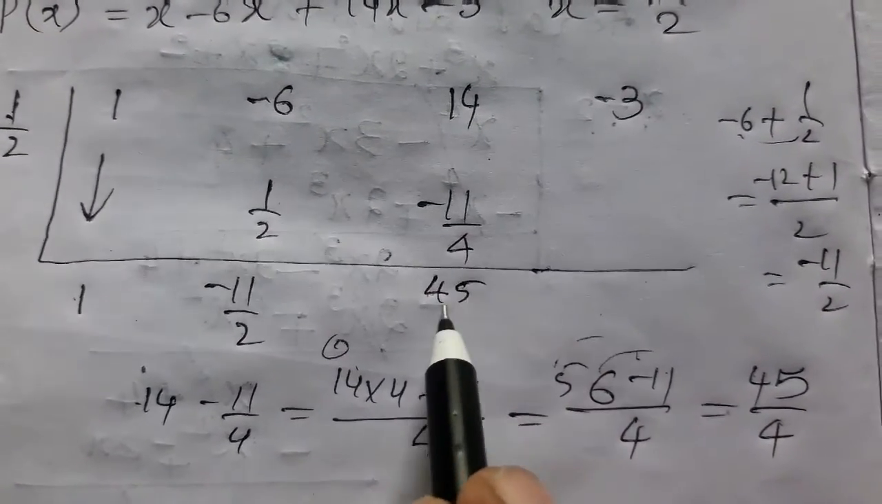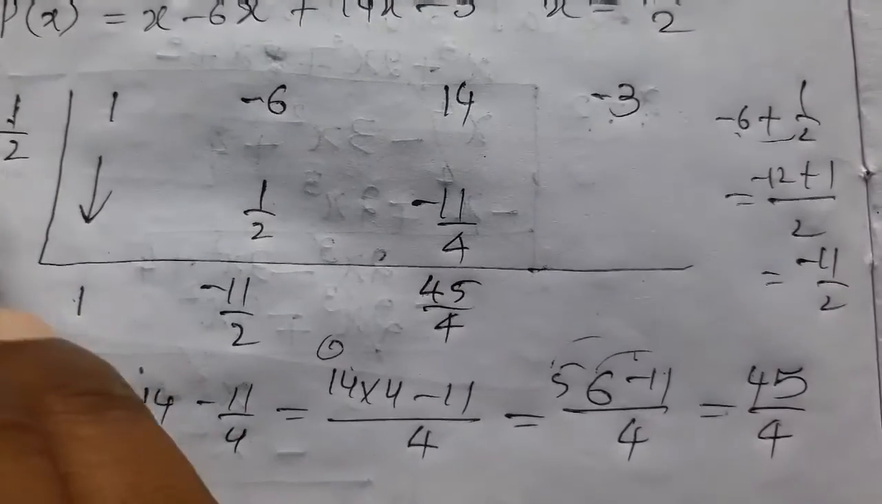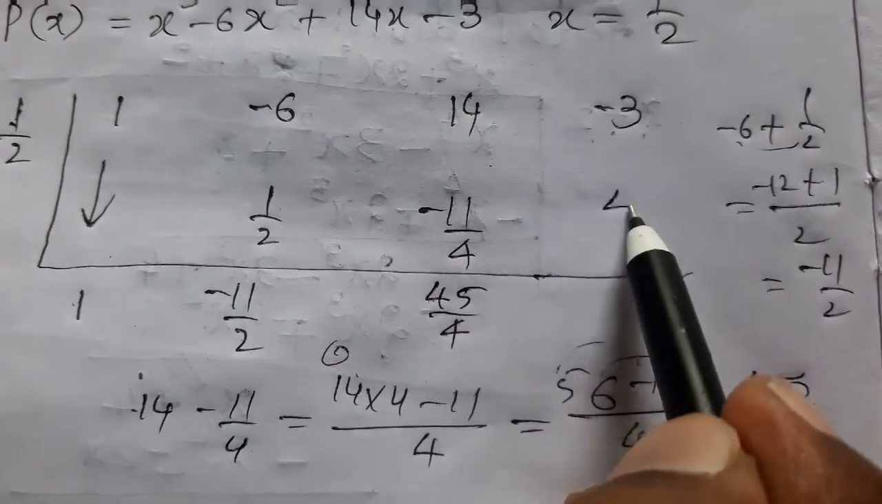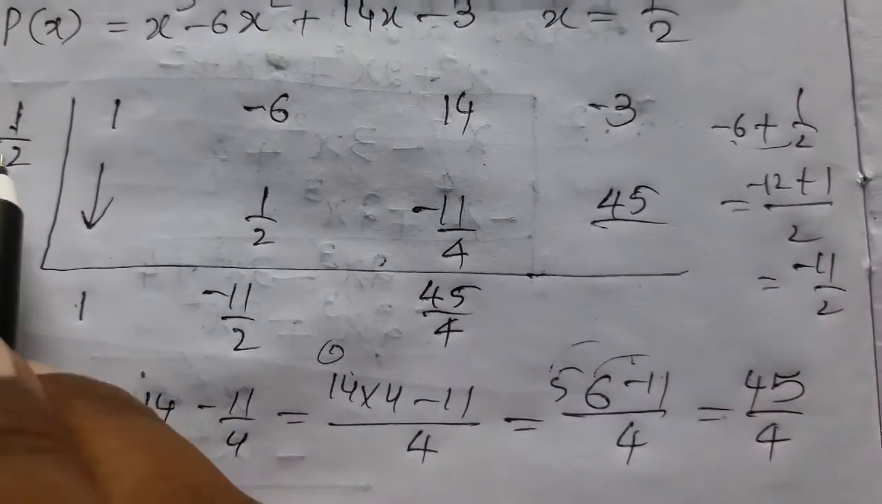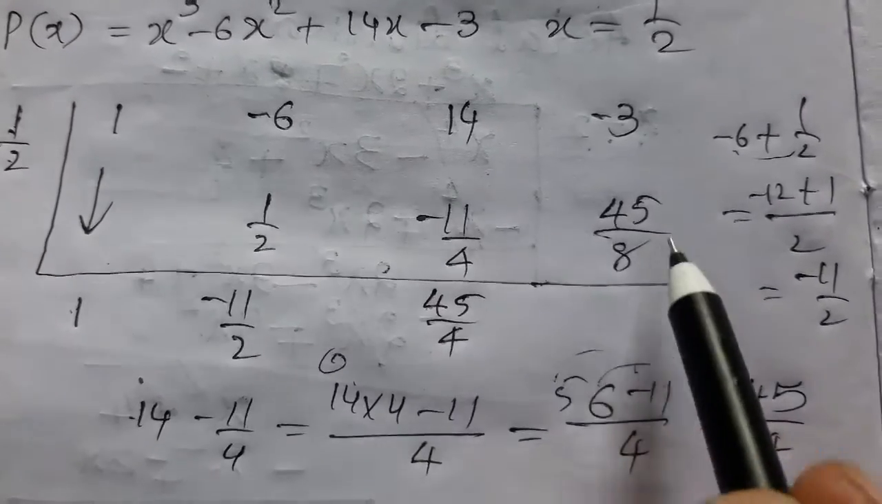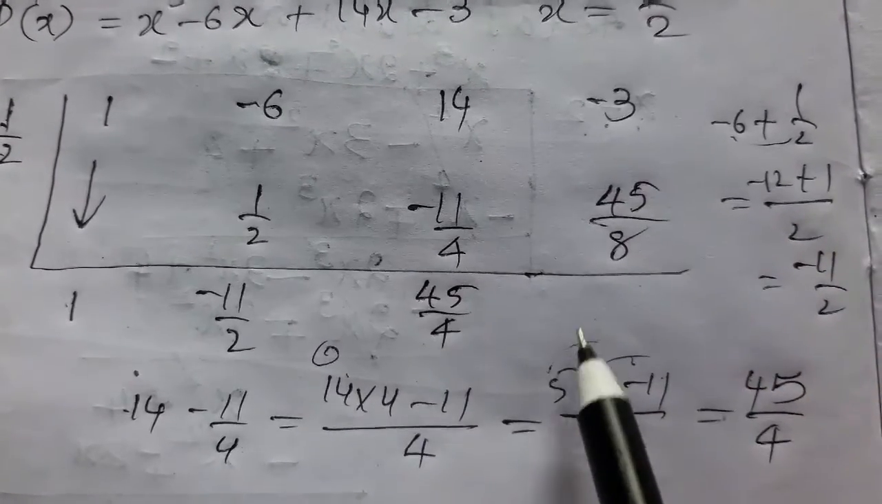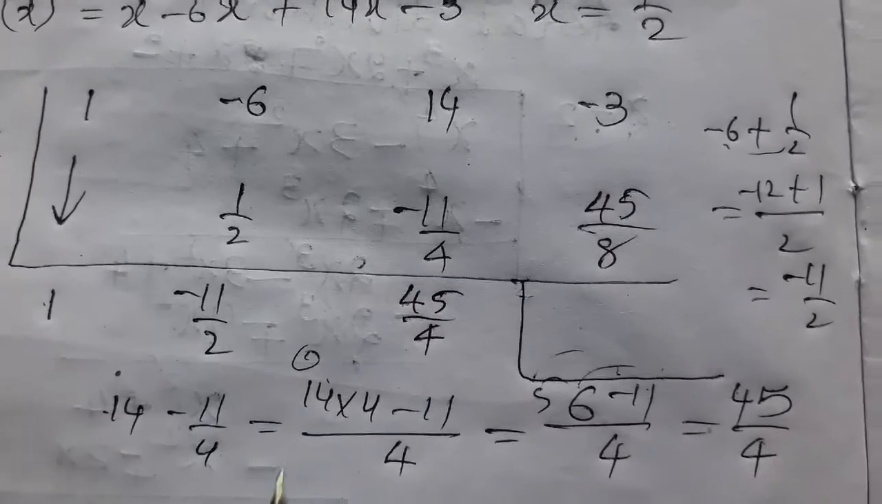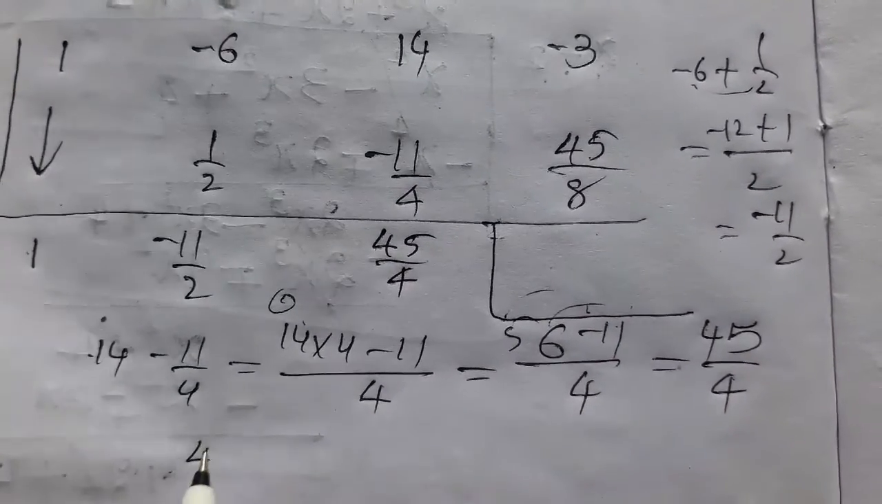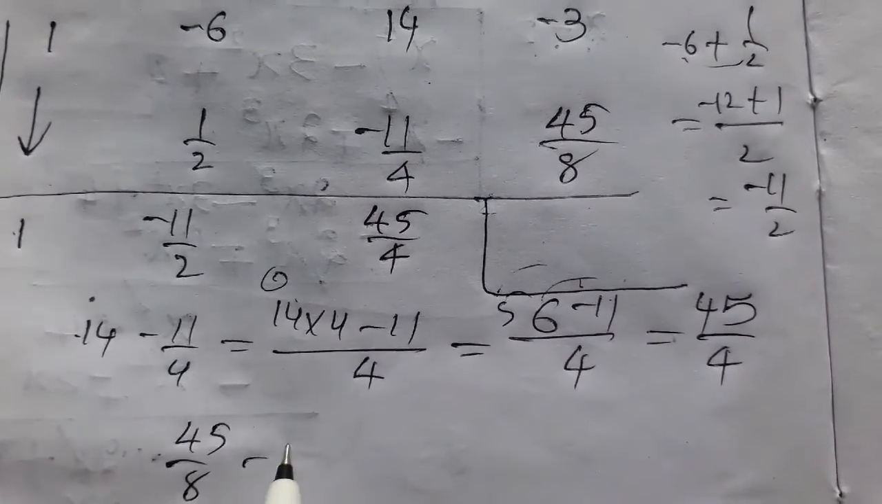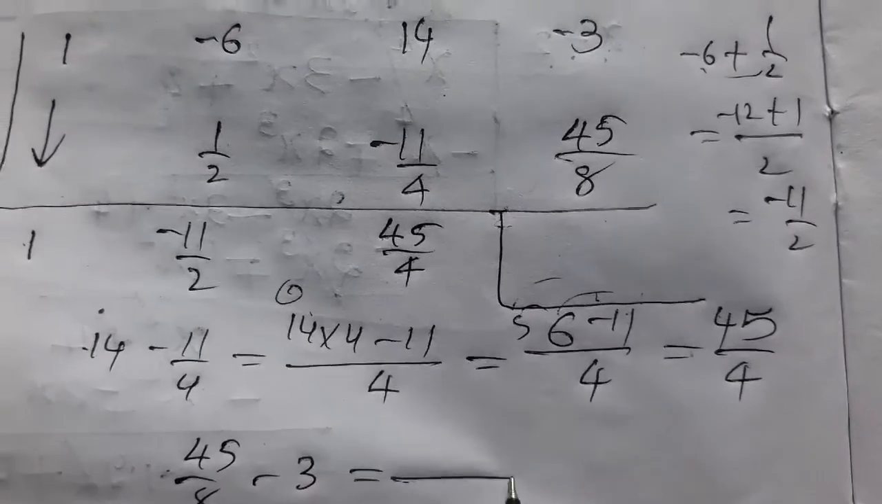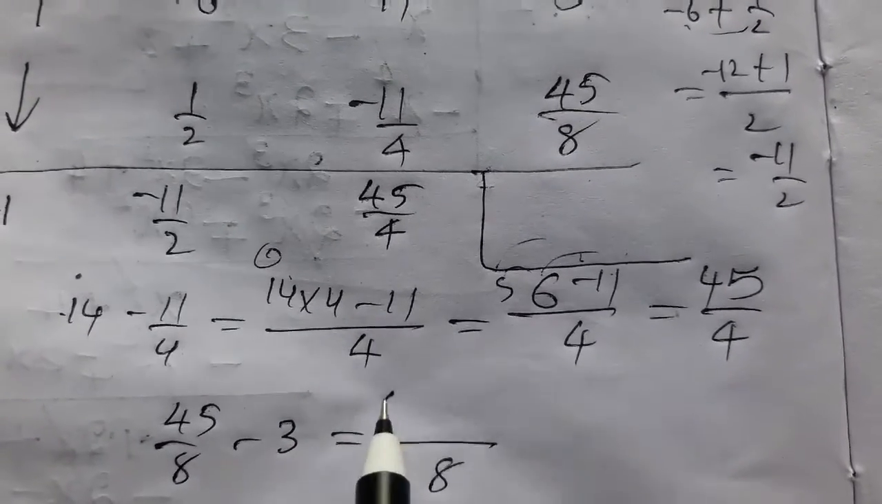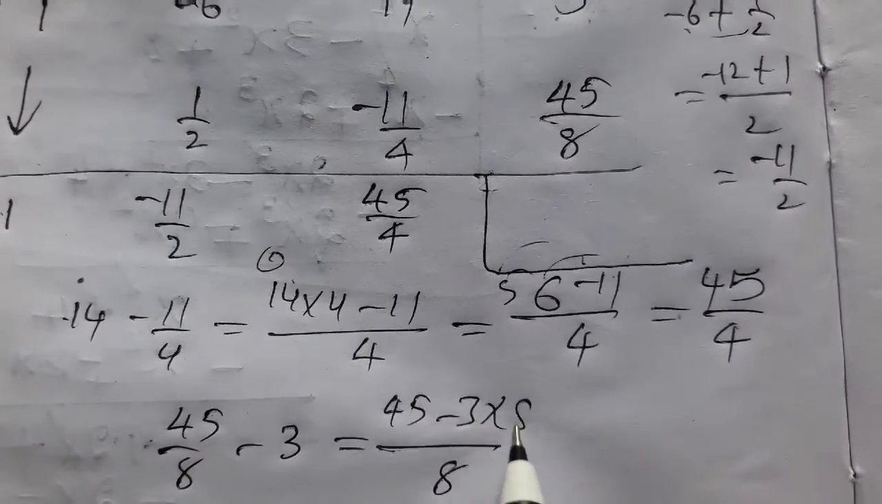Right, here 45 by 4. Now multiply these two. This becomes 45 by 2 into 4, that becomes 8. Now the LCM of these two, we get the final remainder here. So that means 45 by 8 minus 3, that is equal to, 8 is the LCM here, 45 minus 3 into 8.